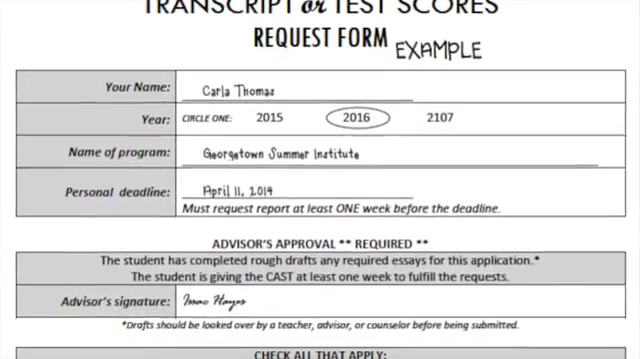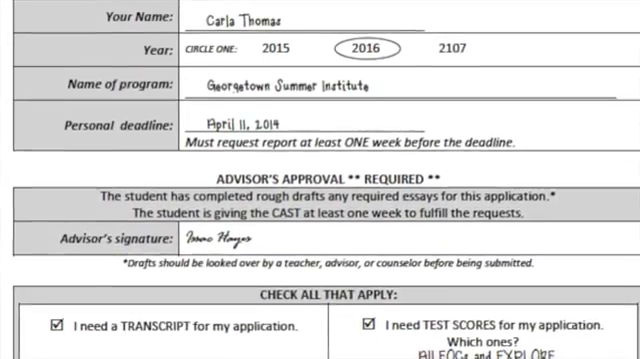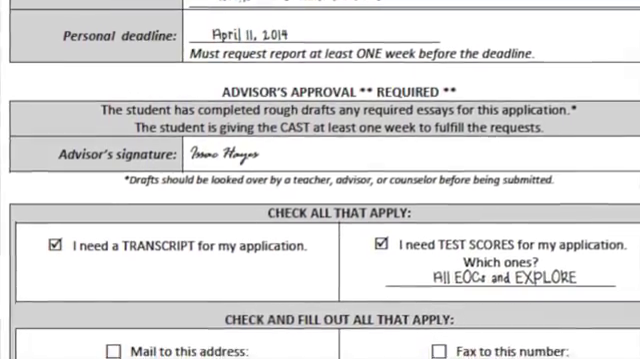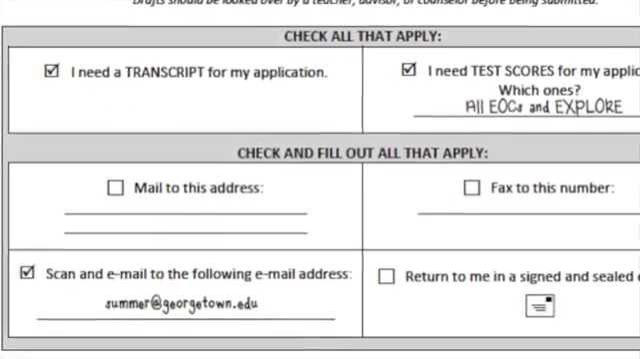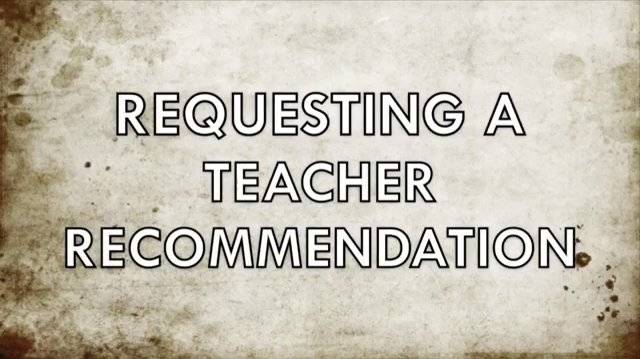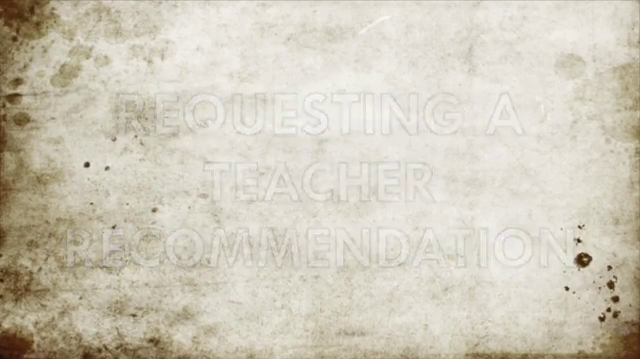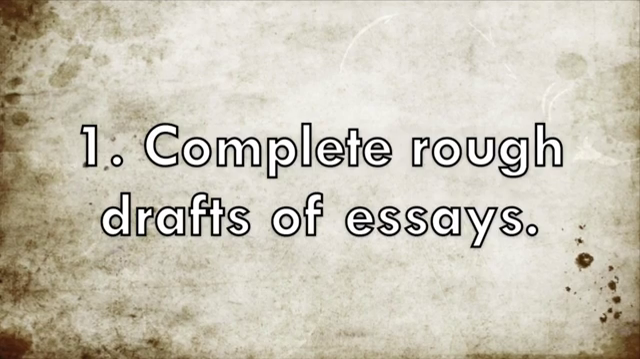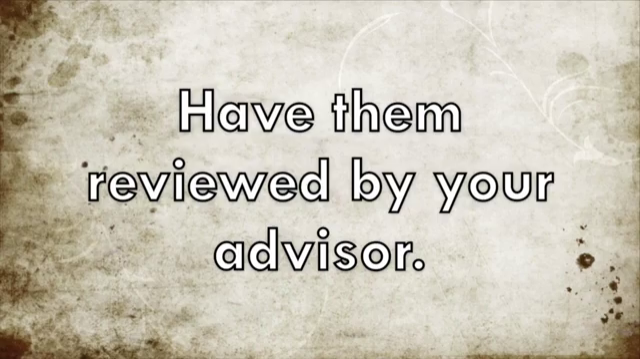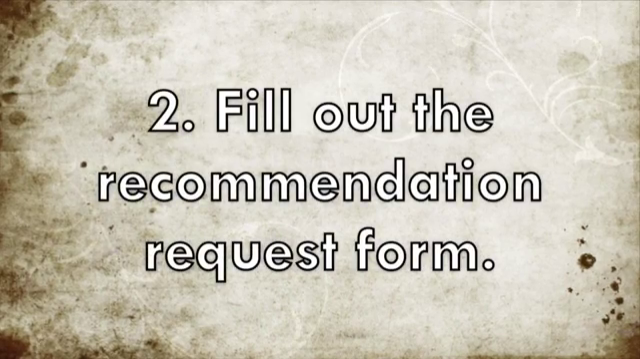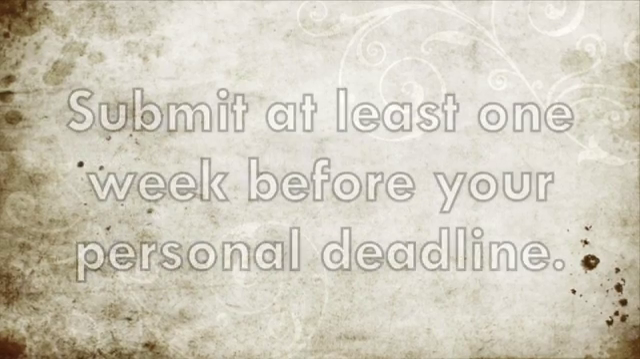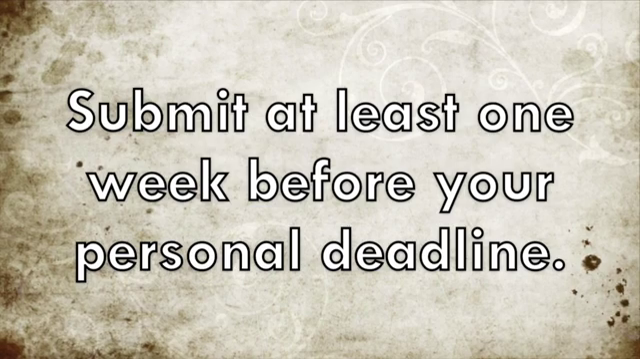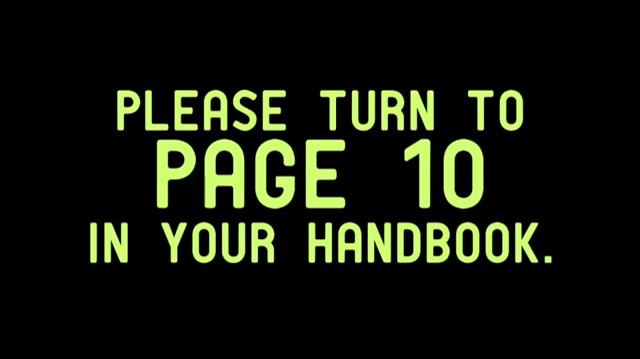You can see that Carla got her advisor's signature because she turned in rough drafts of her application. Then she requested both a transcript and test scores. She told the CAST that she needs them scanned and emailed into her SGE. If you need a teacher recommendation, complete the rough drafts for any essays and have them reviewed by your advisor. Fill out a recommendation request form and have your advisor sign it. Forms can be picked up in your advisory room. Submit the form to your teacher at least 1 week before your personal deadline. An example is on page 10.